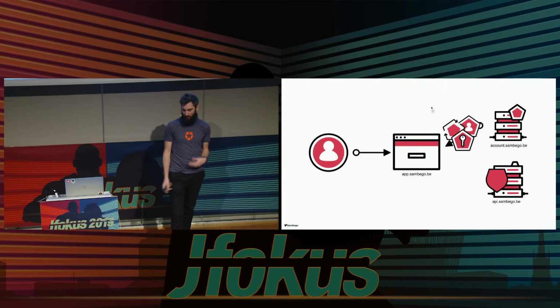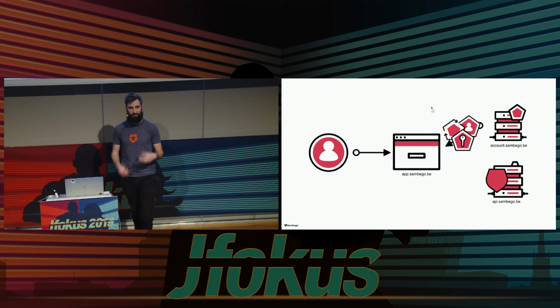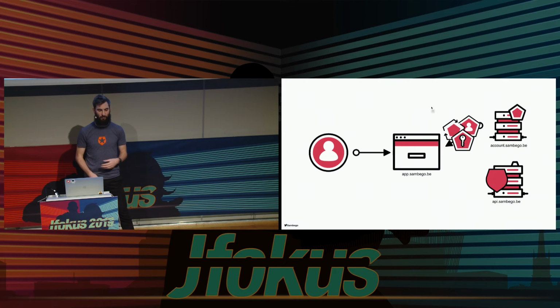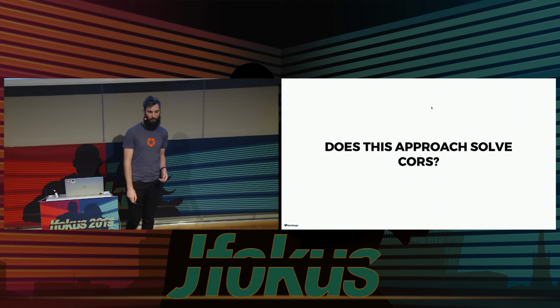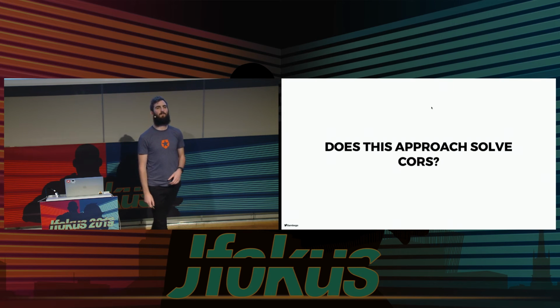So the thing to remember is the implicit flow is still okay, but if you're building a new app, try to look into the PKCE flow, because that's the recommended way of doing this these days. So does this approach solve CORS? Does this solve cross-origin resource sharing? Who thinks it does?